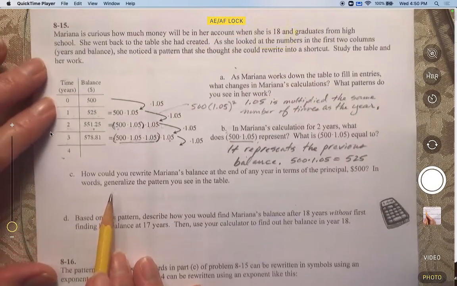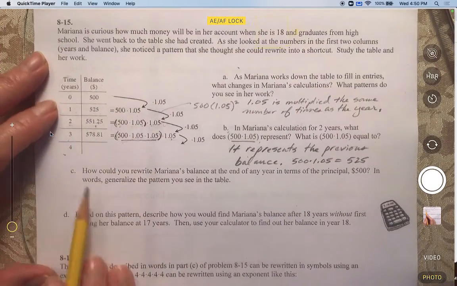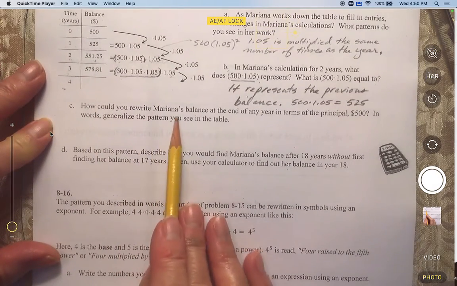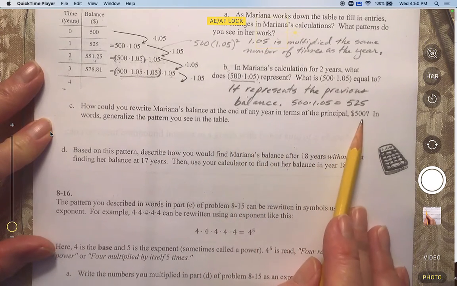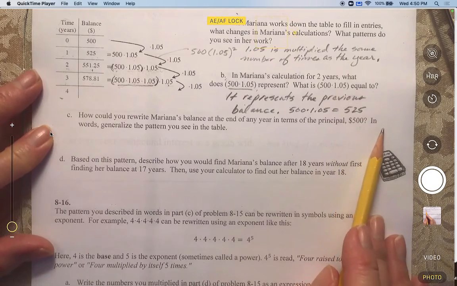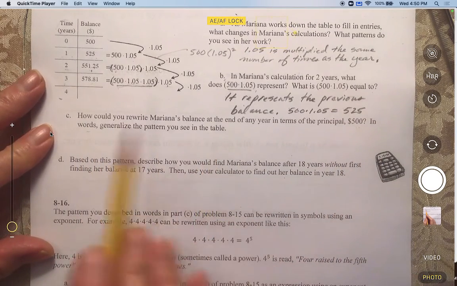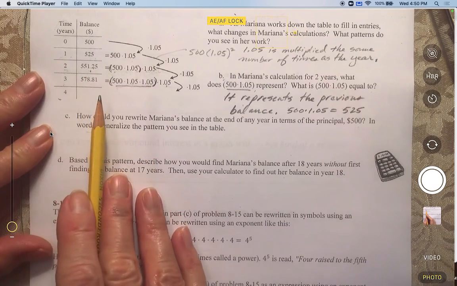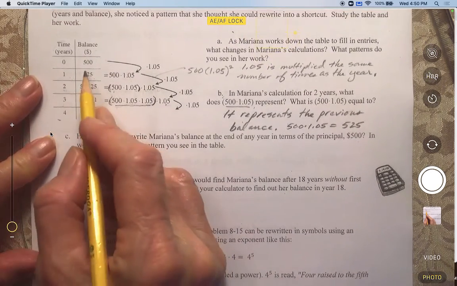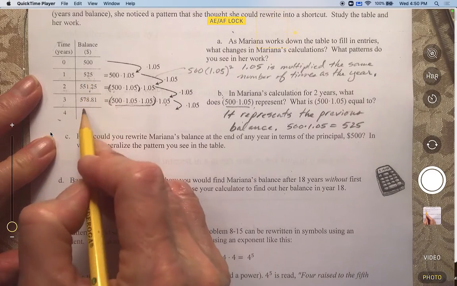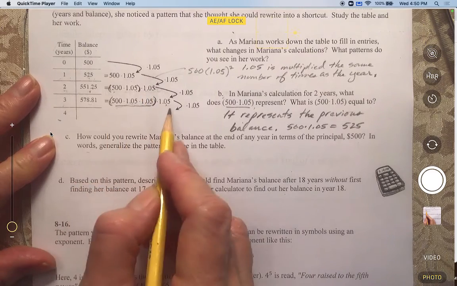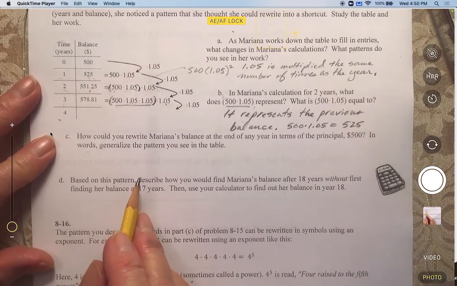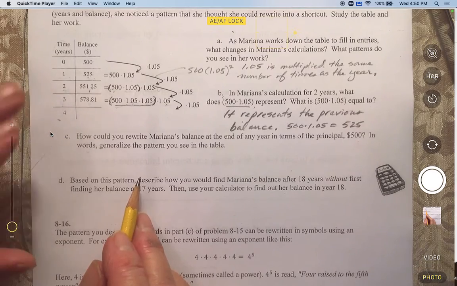Okay, now we're going to do 8-15, C and D. So for C, the question is, how could you rewrite Mariana's balance at the end of any year in terms of the principal, or the $500? In other words, generalize the pattern that you see in this table. Okay, so we're going to try to express what each one of these balances should be by looking at this and finding the patterns that we can capture in an equation or an expression.